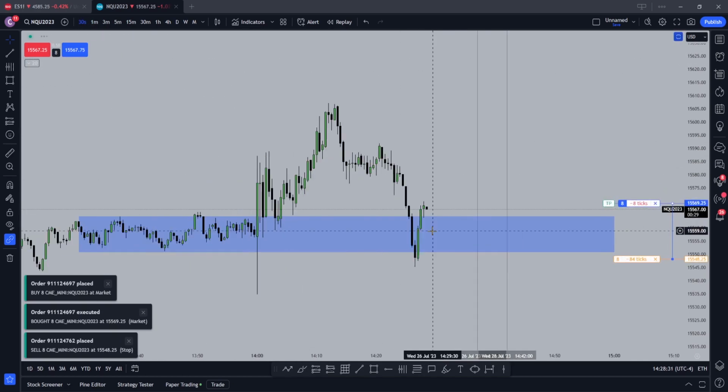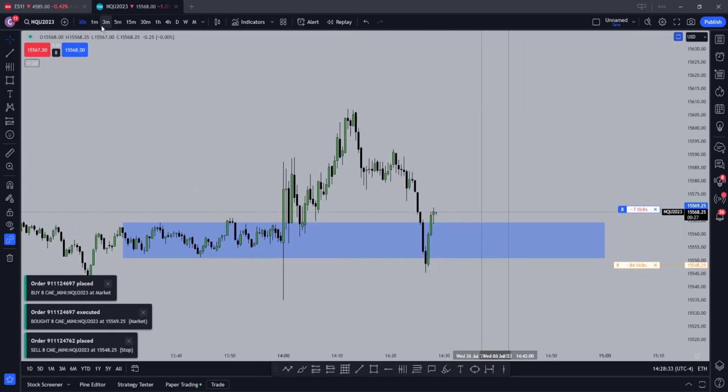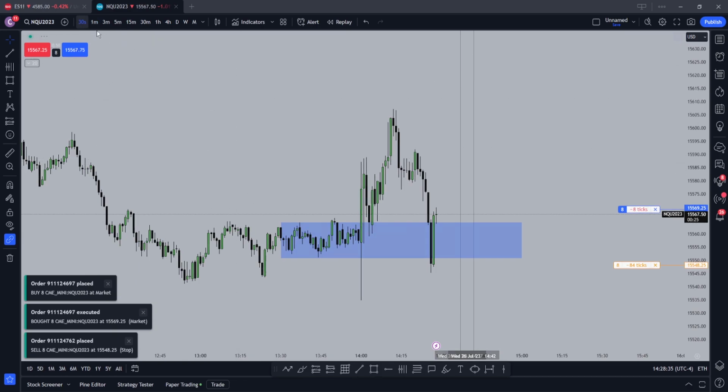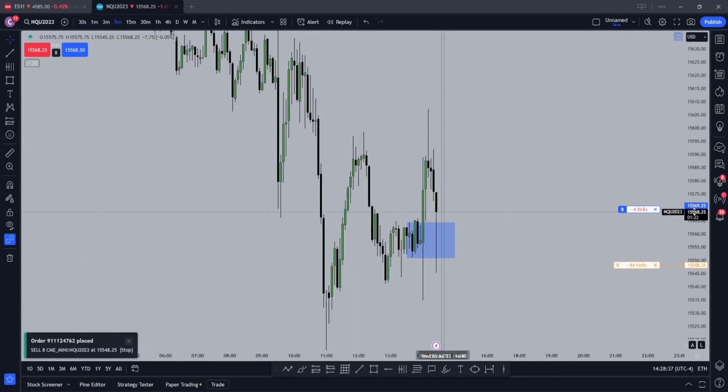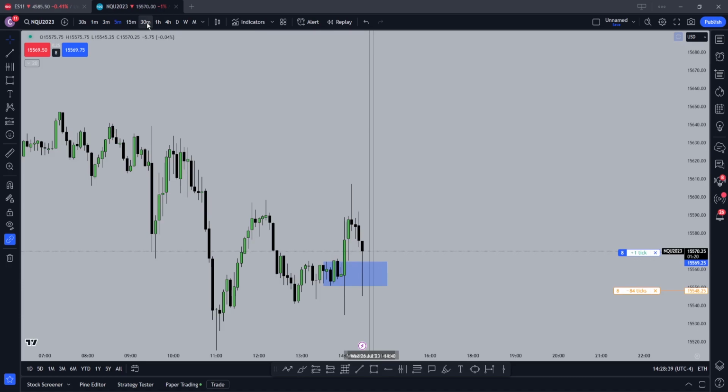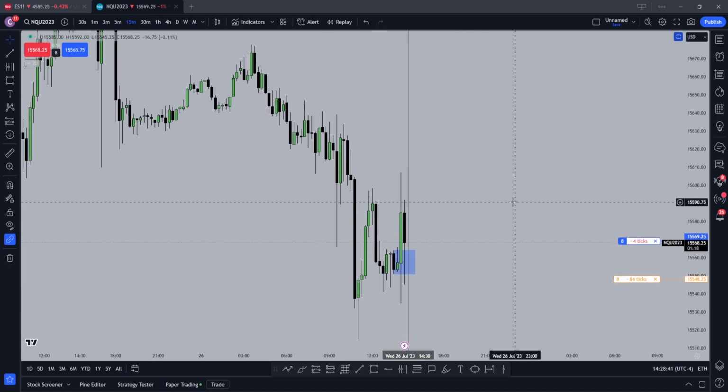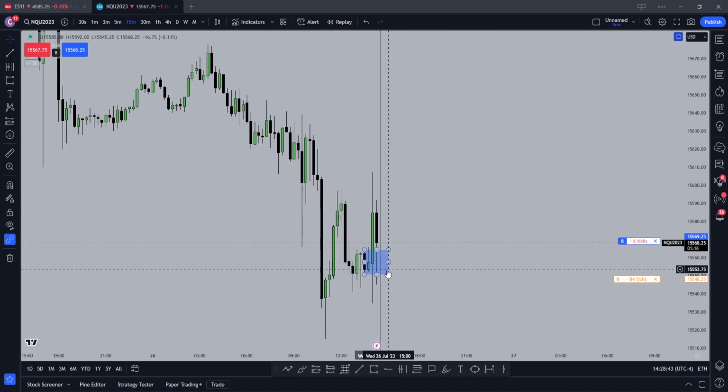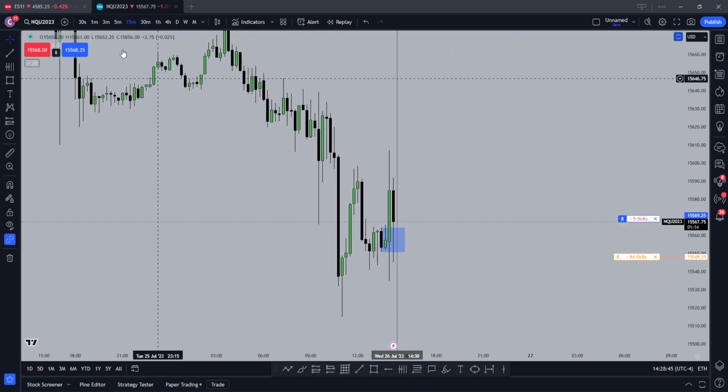Okay, so on the 30-second chart, it's displacing. We have this 15-minute order block that we're reversing from. Now, why am I taking a buy?